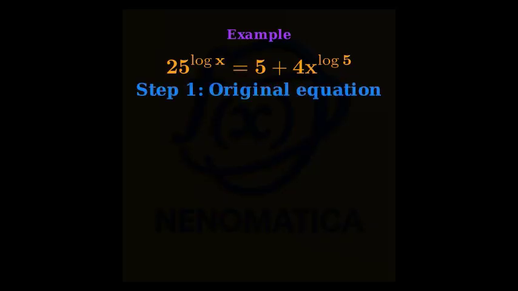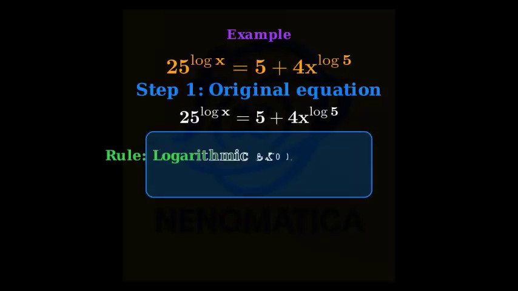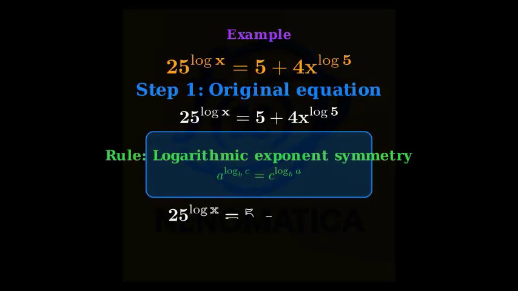Example: solve the equation 25 to the power of log x equals 5 plus 4 times x to the power of log 5. We'll follow the exact 8 steps from the provided solution. Step 1. State the original equation exactly as given. Step 2. Apply the logarithmic exponent symmetry. A to the log base b of c equals c to the log base b of a. Here, that means x to the log 5 equals 5 to the log x. Now, write the updated equation.